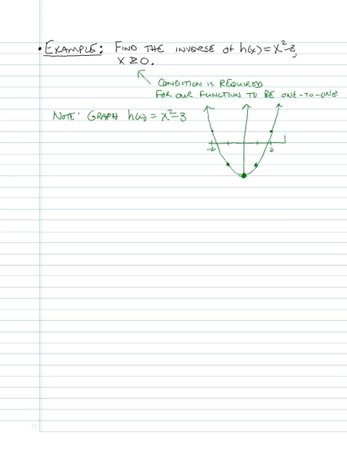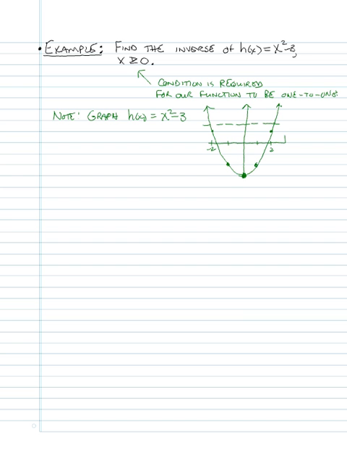And see, if we looked at that, we can see, oh, this fails the horizontal line test miserably, doesn't it? Because there's lots of horizontal lines that cross this graph in two places. So there's lots of y's that are associated with two different x's. So this is not one-to-one, which means it doesn't have an inverse.